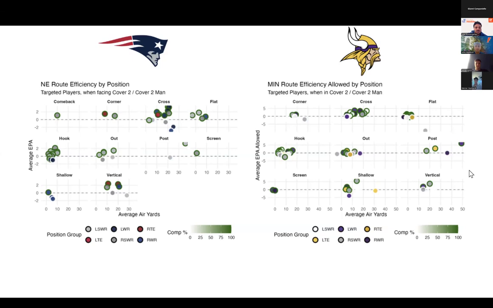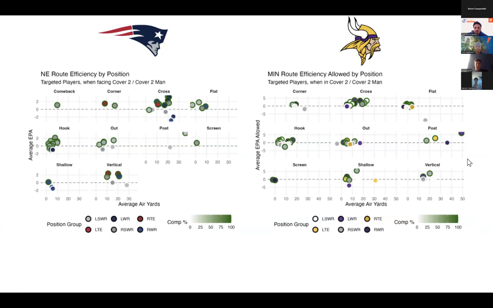And so that would be a really good thing for New England to do to try and beat this Minnesota defense on cover two. Similarly, what we've also been talking about with the post route is that Minnesota allows a lot of EPA on their post routes defended. And so I just think that this graph is helpful in showing that New England's strengths are Minnesota's weaknesses.